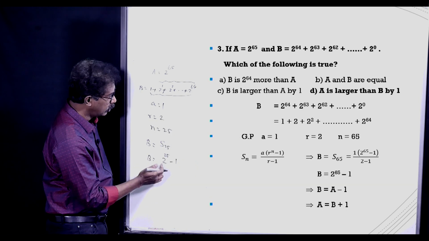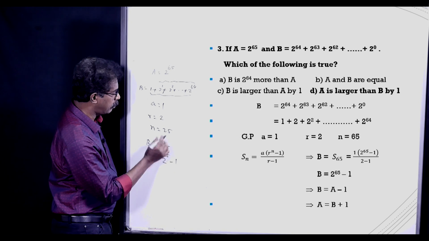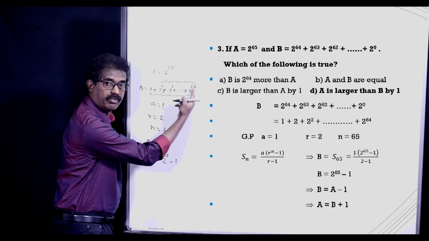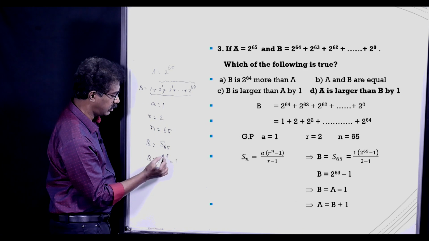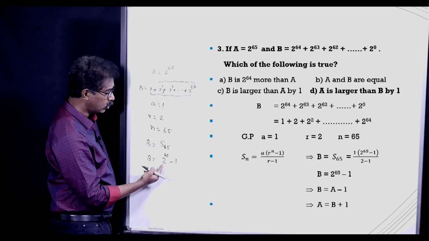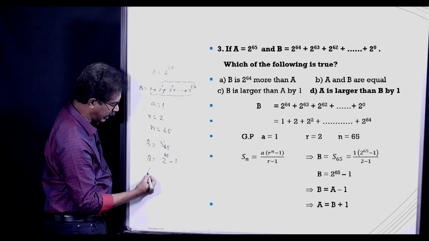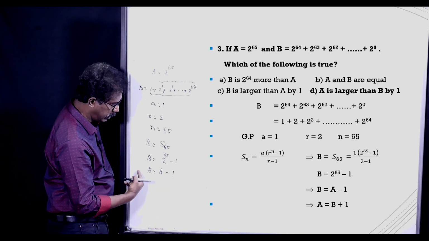Now what you can do, this is 2 raised to 65, not 25. Total number of terms is 65, right? Because 1, 2, 3, etc. up to 64 and one more term. Totally 65 terms are there. So 2 raised to 65 minus 1. 2 raised to 65 can be replaced by A. So B is equal to A minus 1.